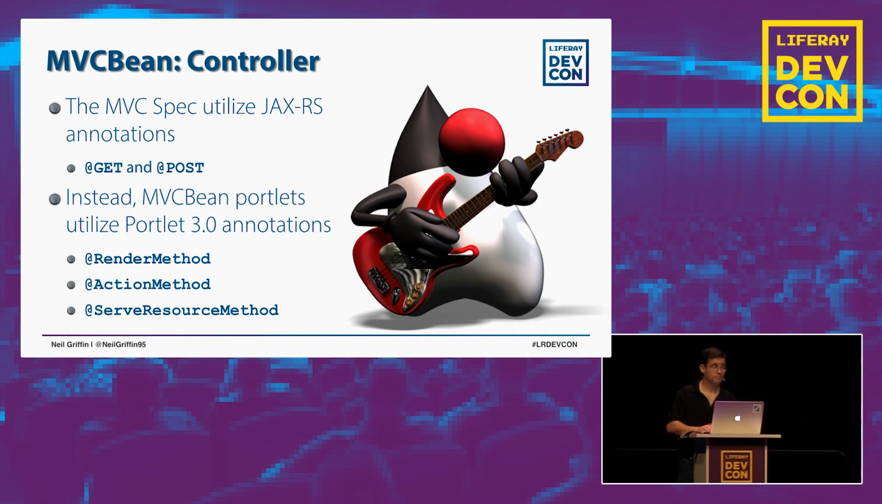I can show you. For the controller, if you're doing an MVC web app, not in a Portlet environment, you're going to be using @GET and @POST from JAX-RS. Again, the MVC spec decided to build upon what was there in JAX-RS. Well, if you think about the Portlet lifecycle, a simple @GET or @POST doesn't really map quite well to the Portlet lifecycle. So instead, what we decided to do is to use the annotations that represent controllers for render method, action method, and sort of resource method that we got from Portlet 3.